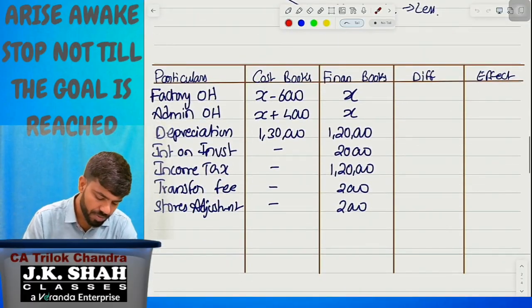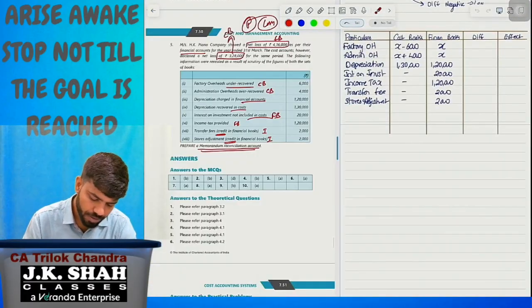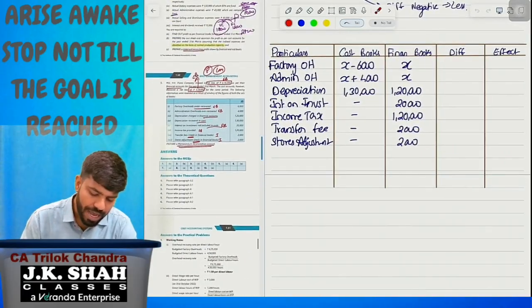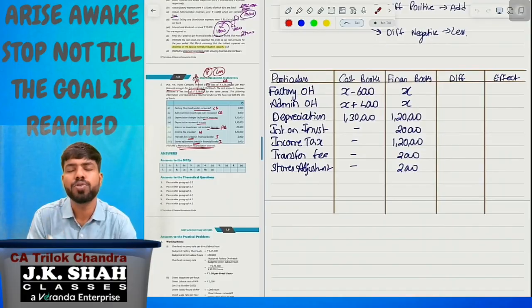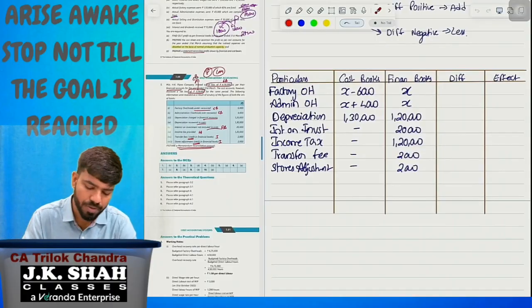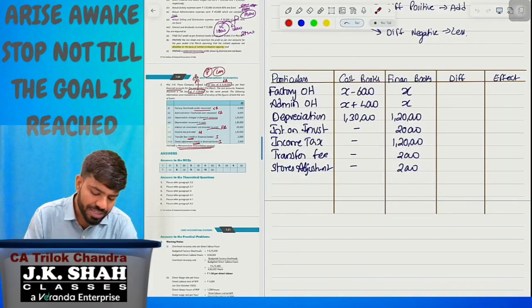Let me write the columns. First I am going to start with the cost books: loss as per cost book. In this question also, I am going to start with the loss as per cost books. So let me write the values first. Let us understand these values. See here, what they stated.